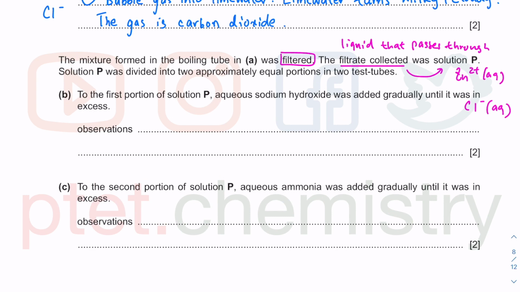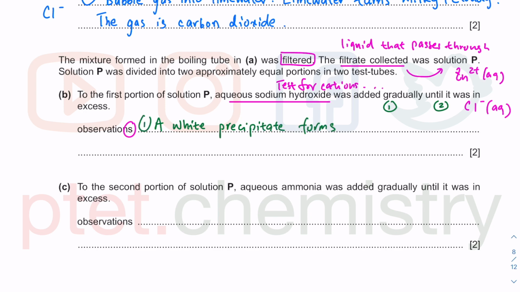First of all, add some aqueous sodium hydroxide. This is your test for cations, metal ions here, which happen to be zinc 2 plus. So in those are observations, again plural, because of what happened when you add a few drops and then until it's in excess, as stated in the question. Initially you get a white precipitate forming. So white precipitate, that means white solid forms, but that is when you add a little bit.